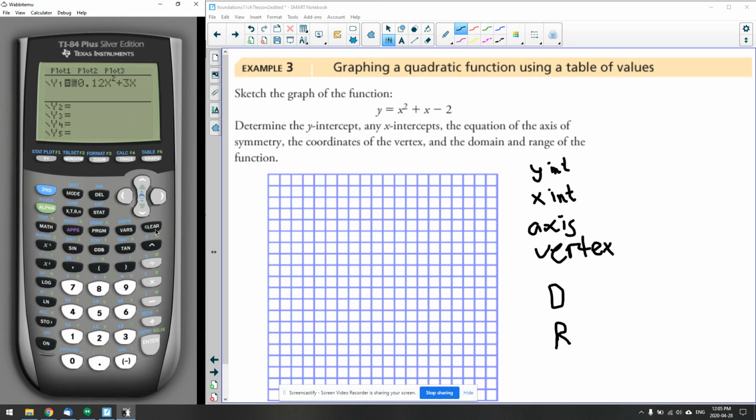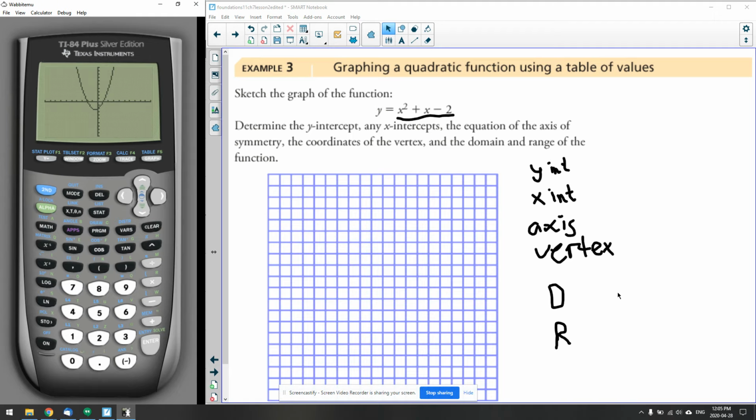We'll press Y equals. We're going to clear that, and we're going to enter in this one right here: x squared plus x minus 2. Hit graph. We can see enough of the graph that we're quite happy with that. So we're looking for the y-intercept, the x-intercept, or intercepts, the axis of symmetry, the vertex, domain, and range.